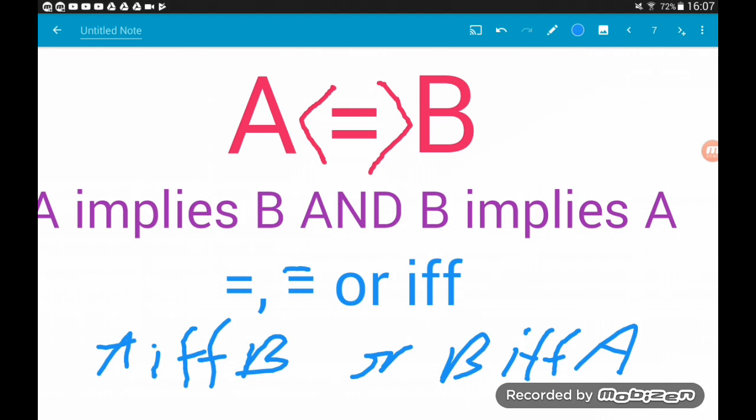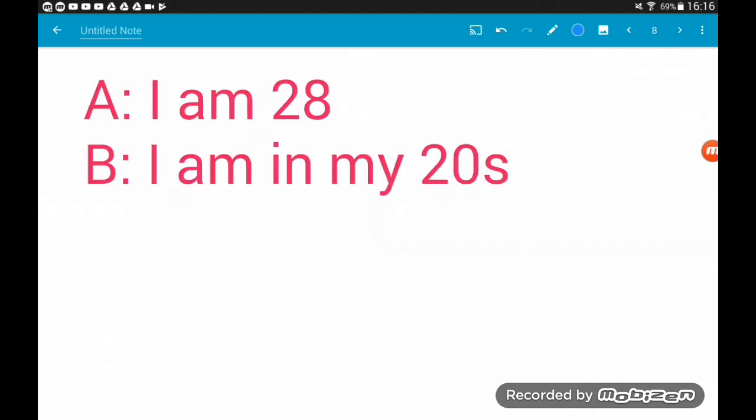So now we're going to have a look at some examples, some non-mathematical examples first of all, to get us used to the idea of this notation, and then we will get some maths involved too. Okay, so we've got 3 sets of statements to work out the equivalence of. So, first 2 statements. Statement A, I am 28. True story. Statement B, I am in my 20s.